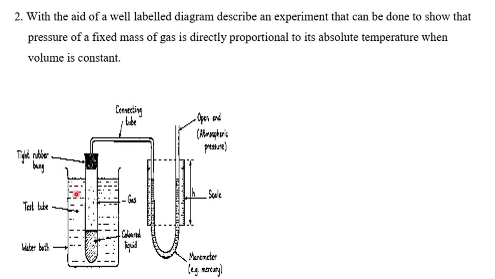So the setup is like this. You have a water bath as a source of heat, and then you have a colored liquid in the test tube. This is a test tube. Inside it, there is a gas which is tightly sealed using a rubber band, and then this is connected to a U-shaped manometer with a scale on it. The manometer should be open at one end so that it is subjected to atmospheric pressure. That's the setup.